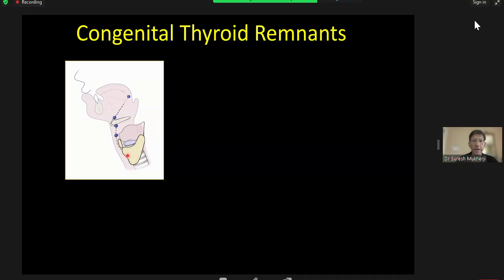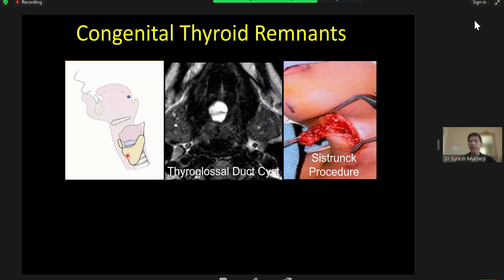But what can end up happening is that if you end up having remnants of that thyroid gland that don't normally descend, or it can leave little droplets along the way, then you have what I referred to as congenital thyroid remnants. And again, the terminology can be confusing, so I'm just going to tell you how I kind of look at this. So when I look at these congenital thyroid remnants, if I see a cyst, then I'll call it a thyroglossal duct cyst.